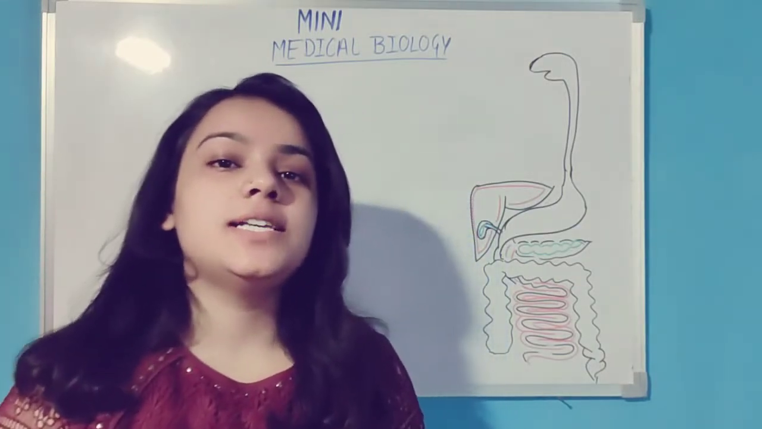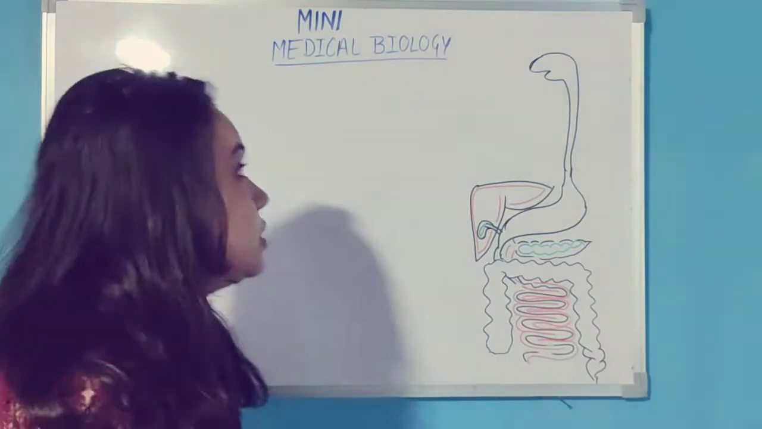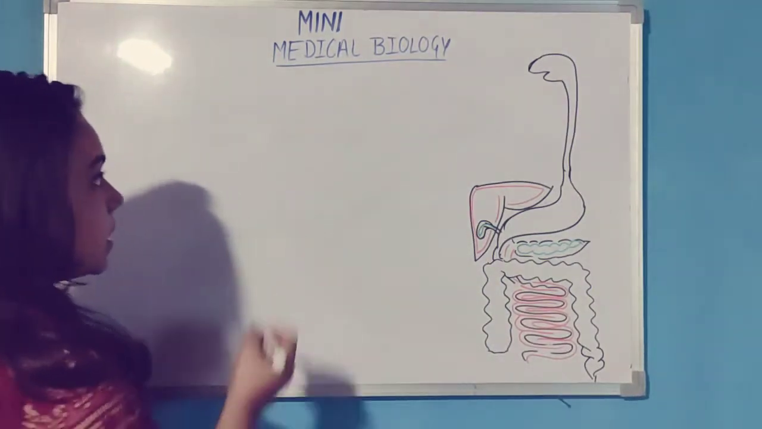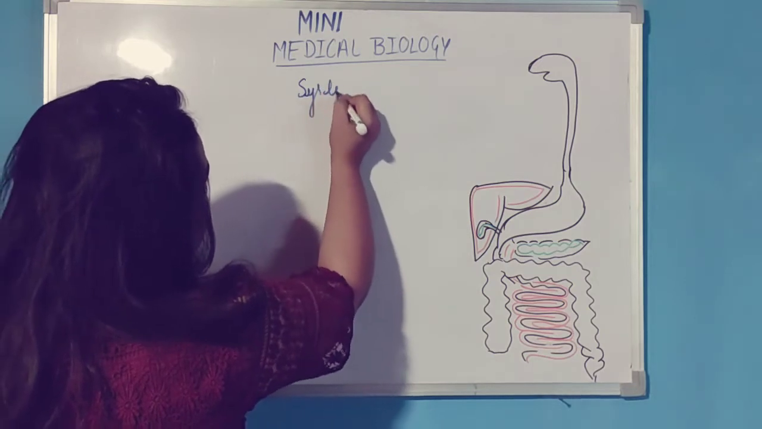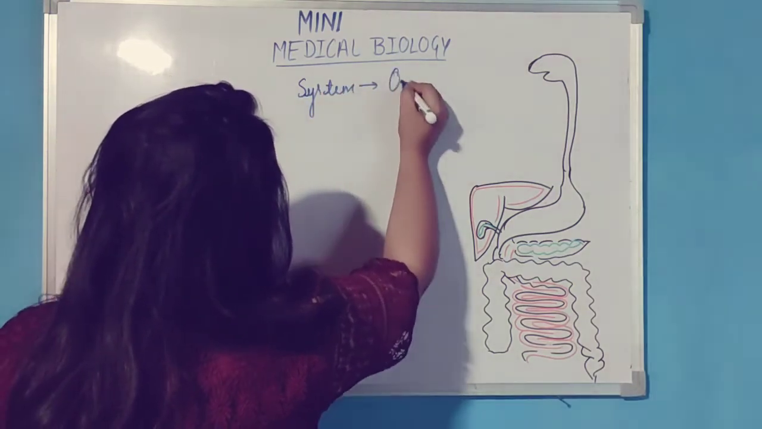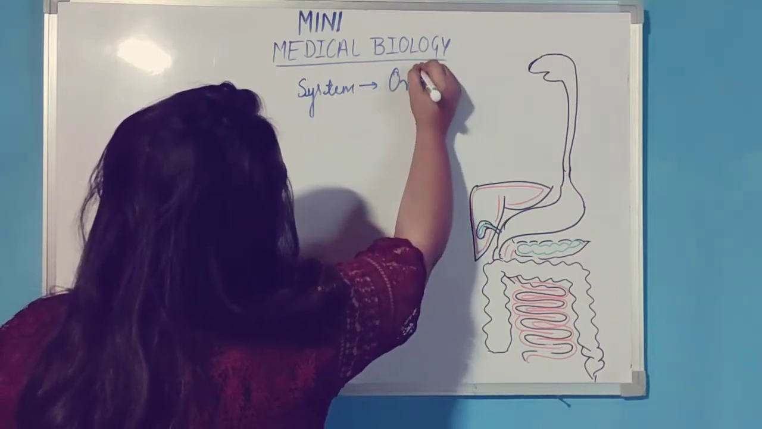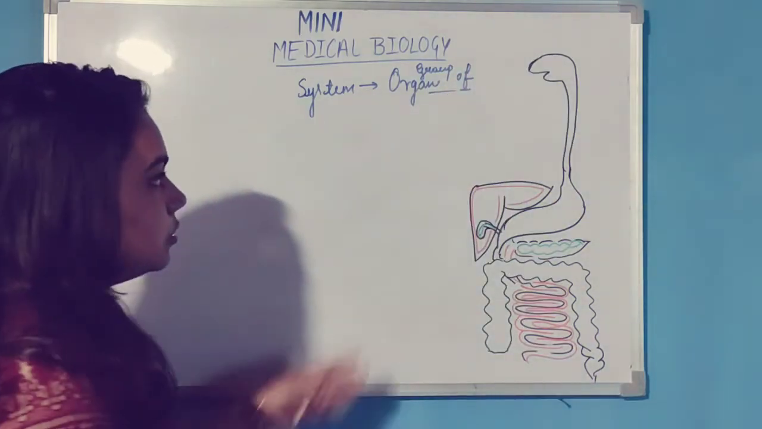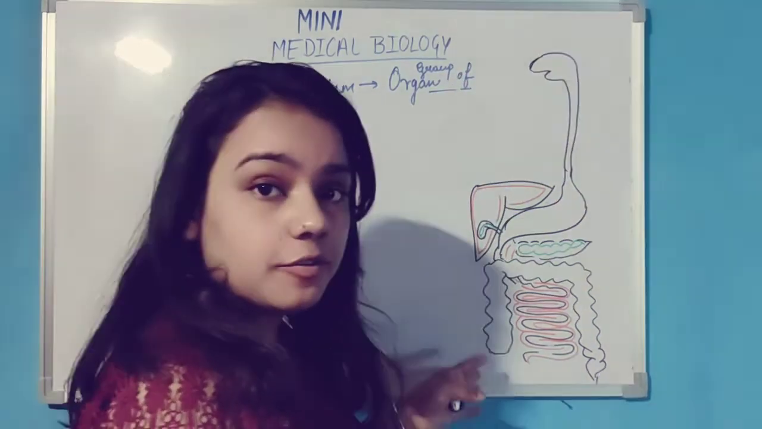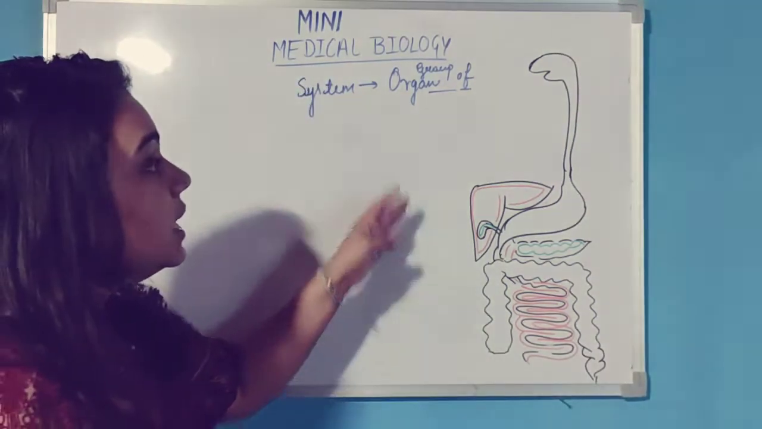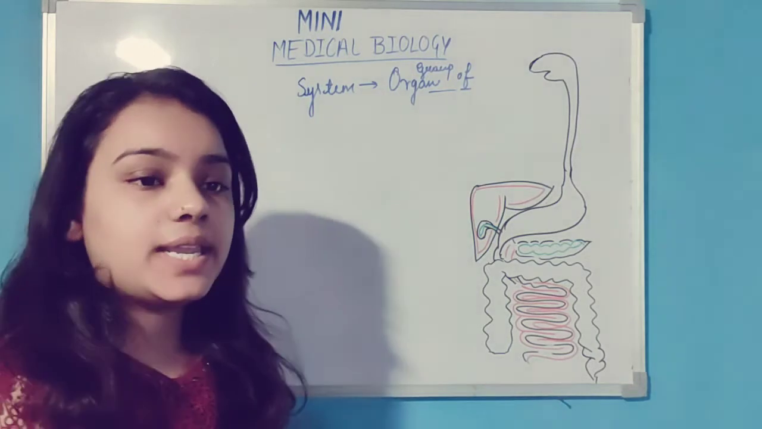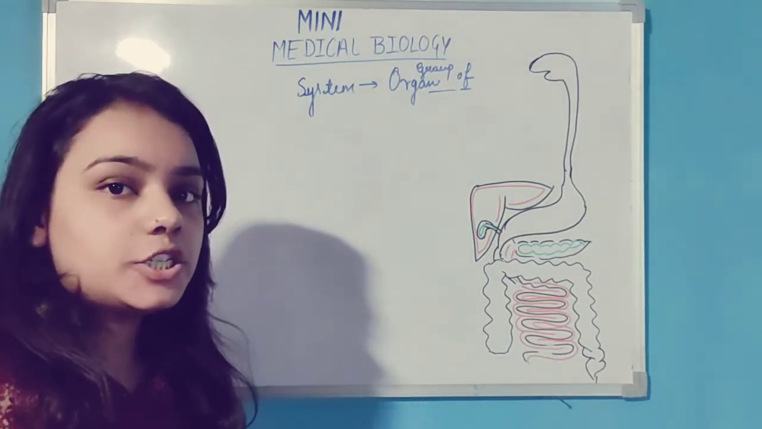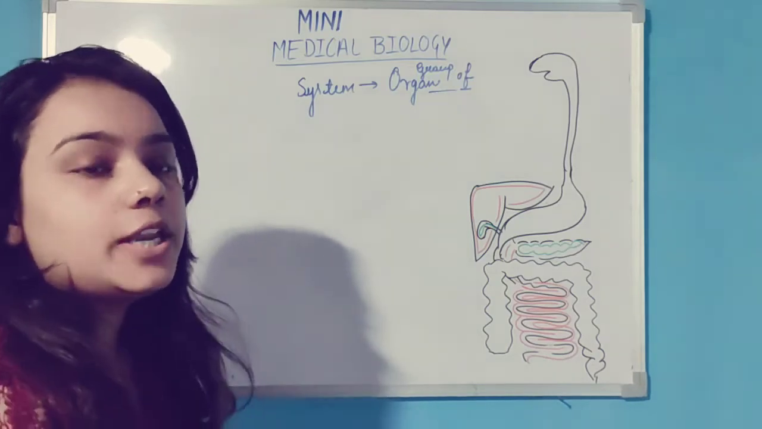Before starting the digestion of carbohydrate, I would like to tell you how the digestive system is formed and what the organization of the digestive system is. As I told you already, a system is composed of a few organs together that perform a similar task. A group of organs. So this is your digestive system. I made a rough diagram of the digestive system, and it contains various organs, and I am going to tell you the organization and function of the various organs.